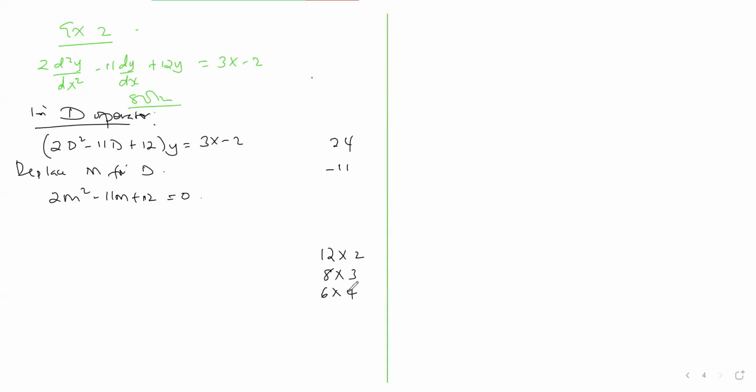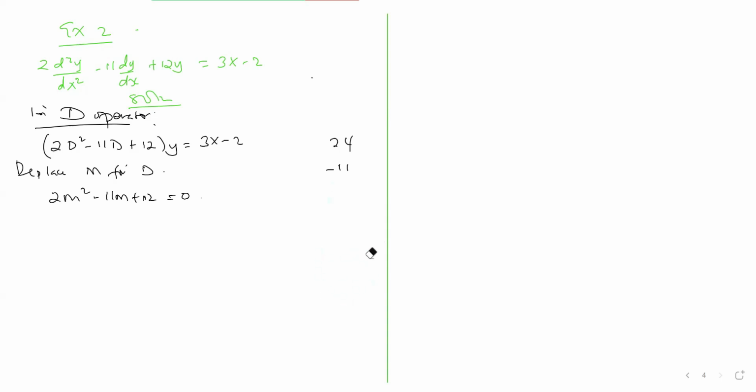So again, check these numbers. Which of these numbers can give you 11 when you add? This one cannot give us 11, this one cannot give us 11. This one can give us 11, so we have 8 and 3. Both of them should be negative, so that when you multiply, it gives you positive. I hope you get that. So we have 8 and 3.